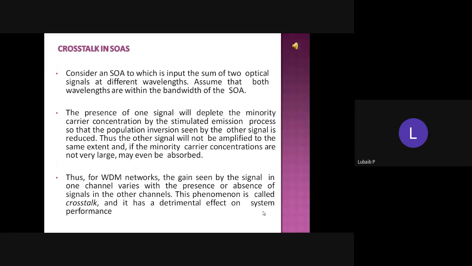Thus, for WDM networks, the gain seen by the signal in one channel varies with the presence or absence of signals in the other channel. This phenomenon is called crosstalk, and it has a detrimental effect on system performance.